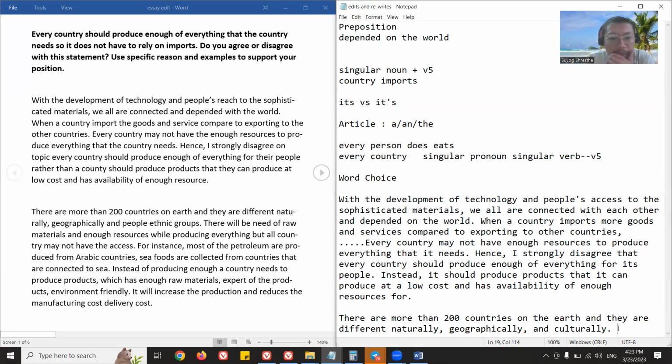Next look at this. There will be need of raw materials and enough resources while producing everything, but all countries may not have the access, right? Okay. For instance, most of the petroleum are produced from Arabic countries.